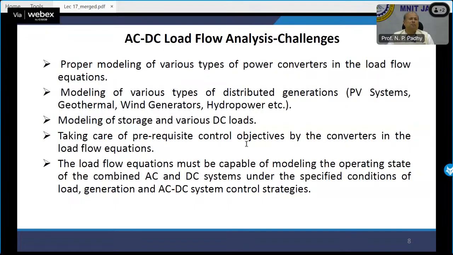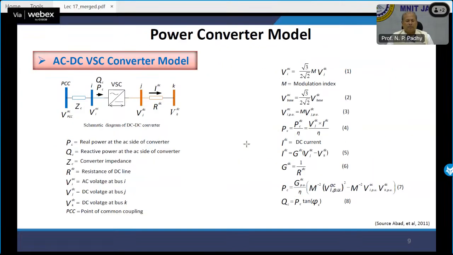The load flow equations must be capable of modeling the operating state of the combined AC and DC systems under the specified conditions of load, generation and AC/DC control strategies. So, for example, you had an AC system, but now you are talking about an AC-DC voltage source converter, VSC. So, this is how you have to model a VSC in case of system level analysis.